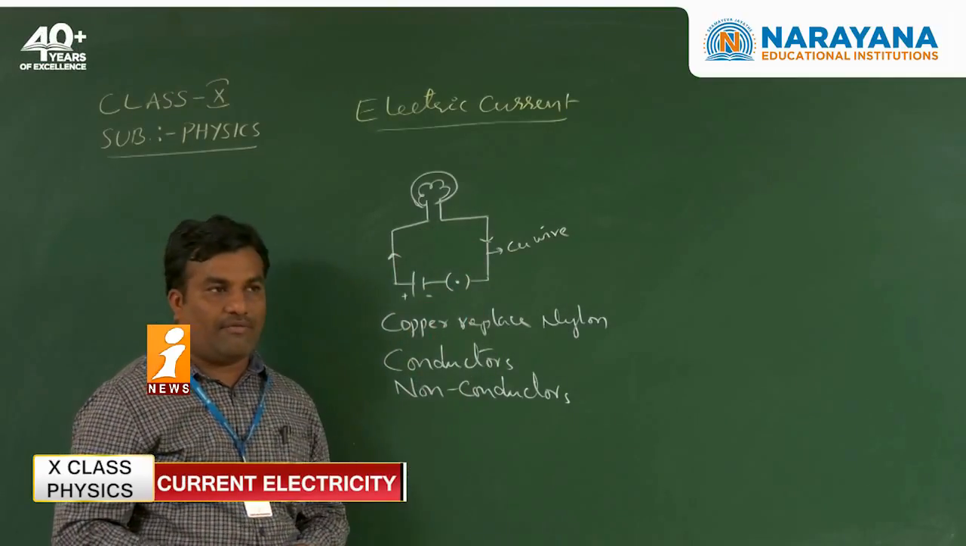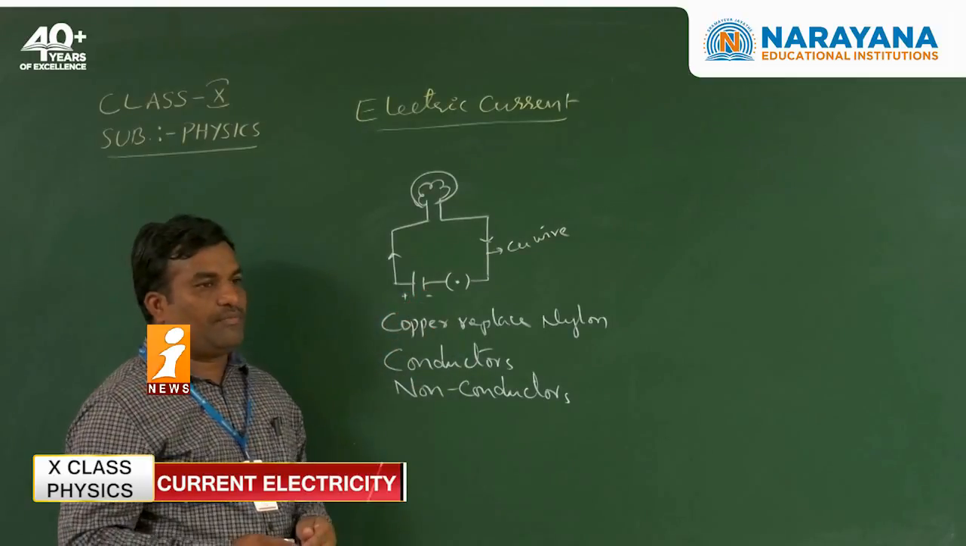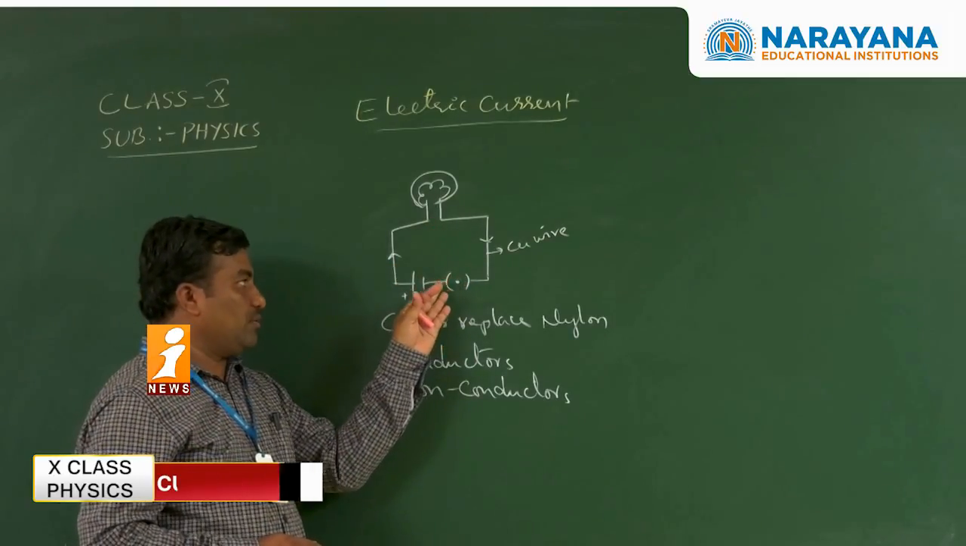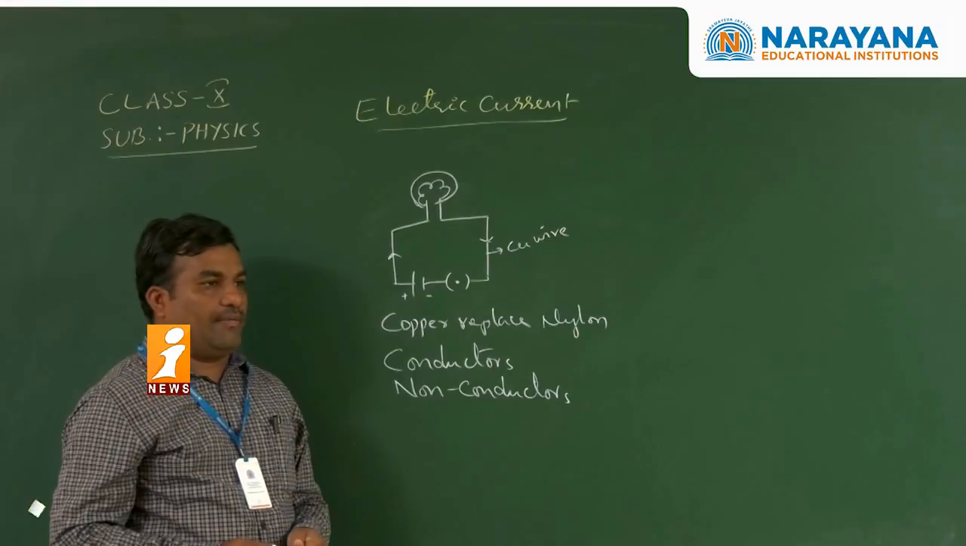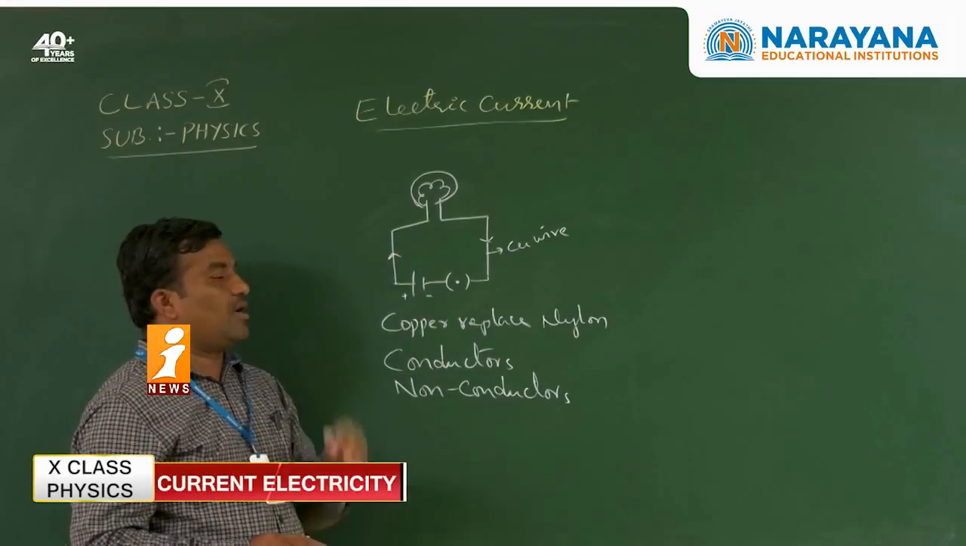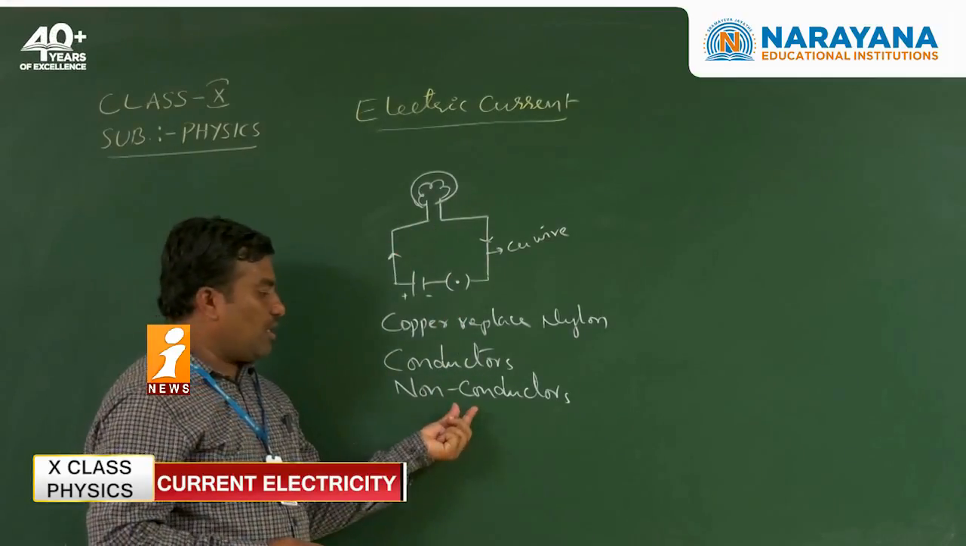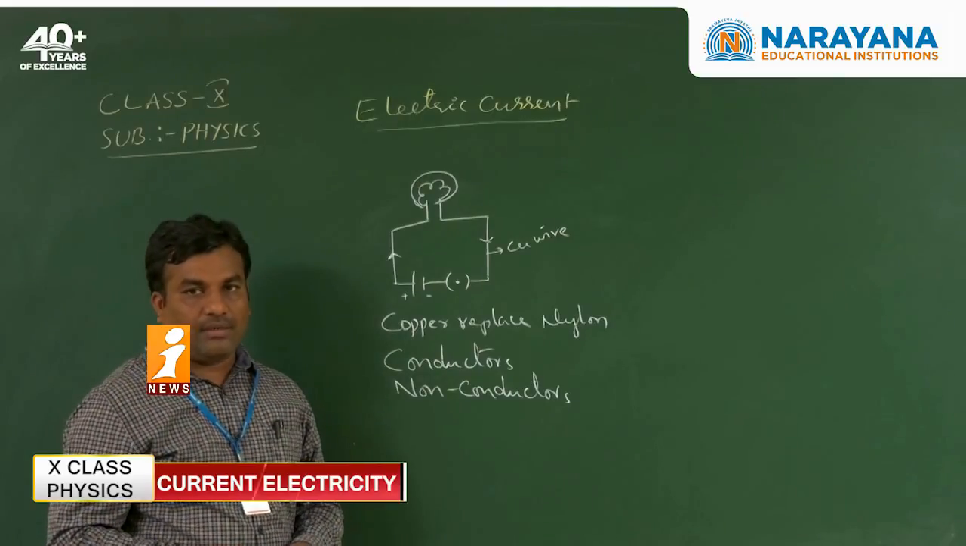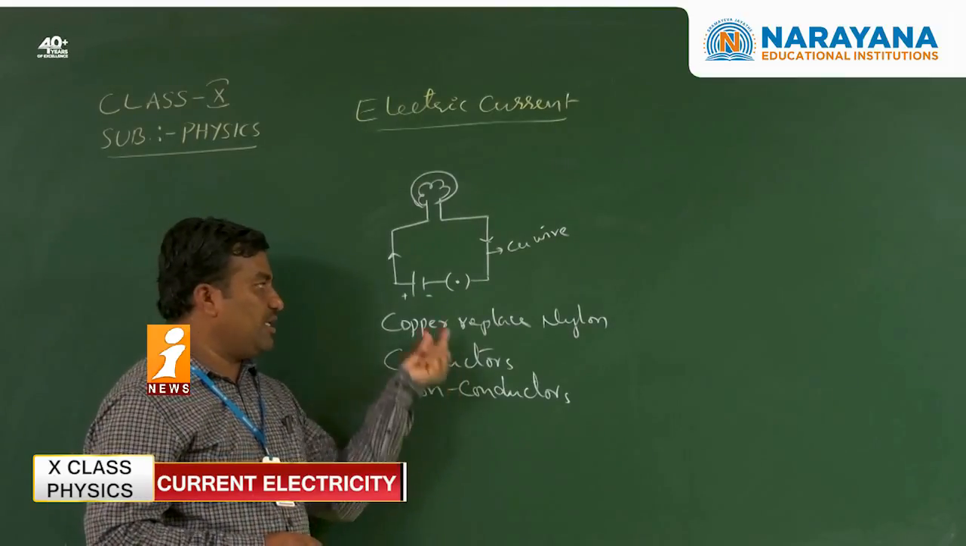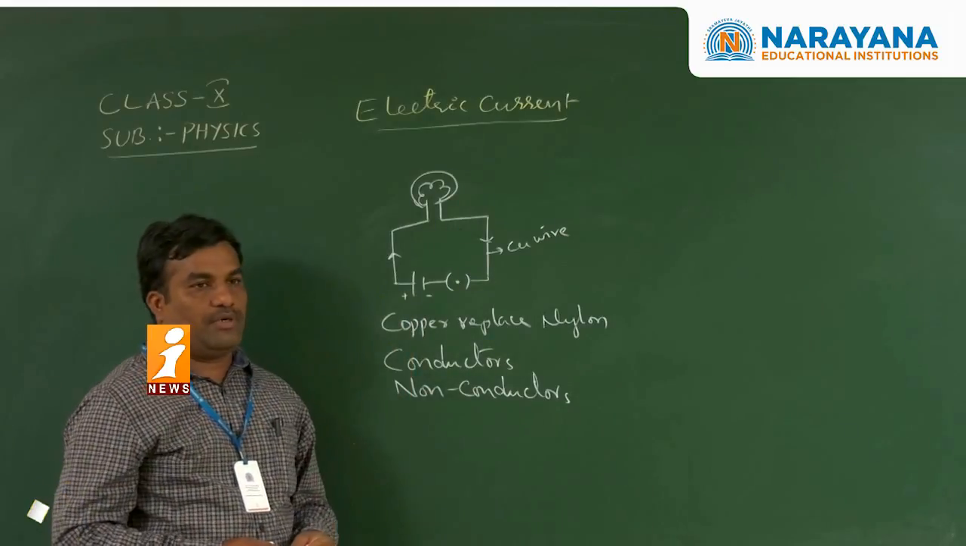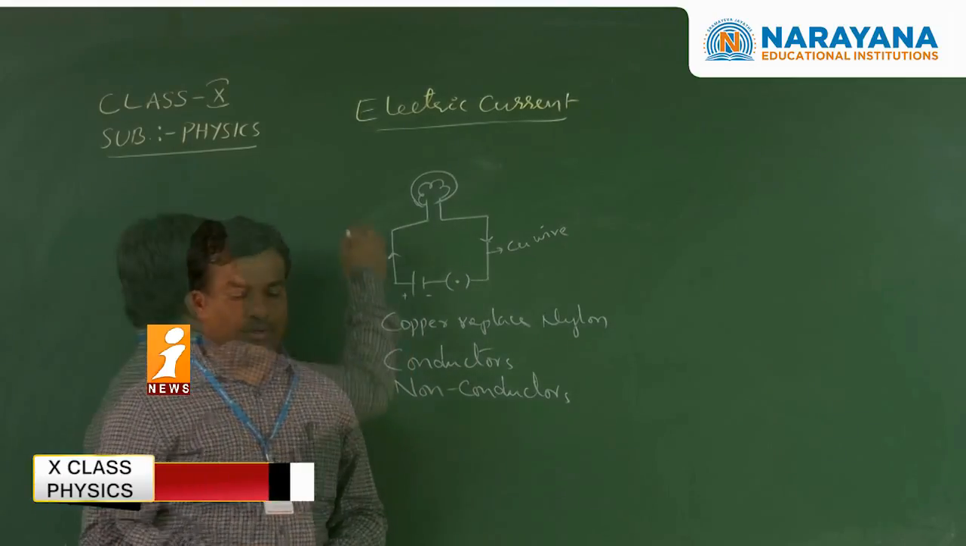Non-conductors: for nylon wire, we connect it to the terminals through the battery, the bulb and the key. When we press the key, the bulb does not glow. It means a non-conductor is a material that cannot transfer energy from battery to bulb. This is the non-conductor.